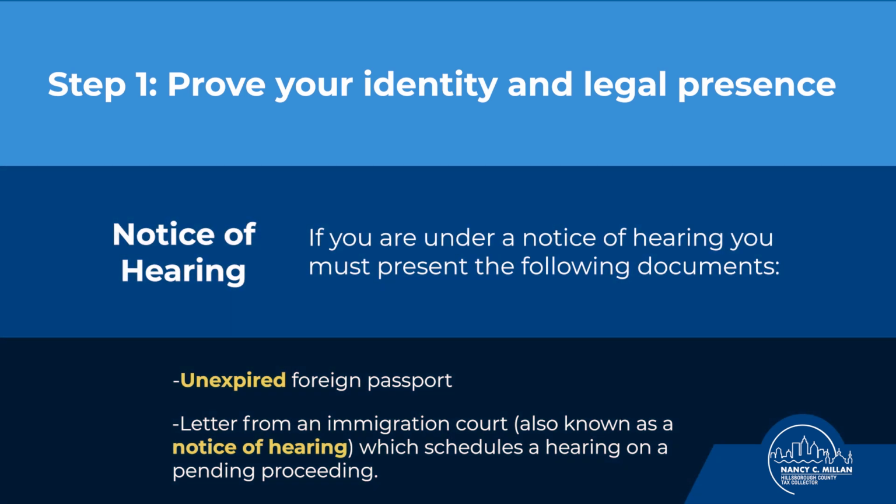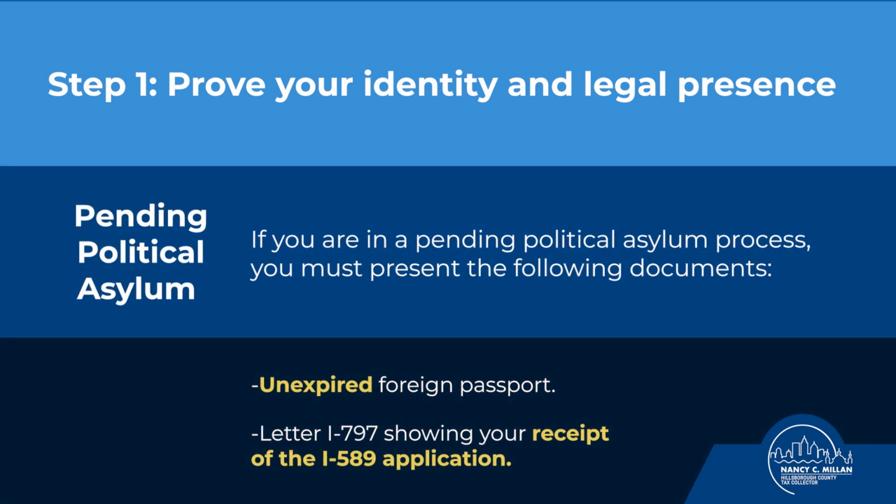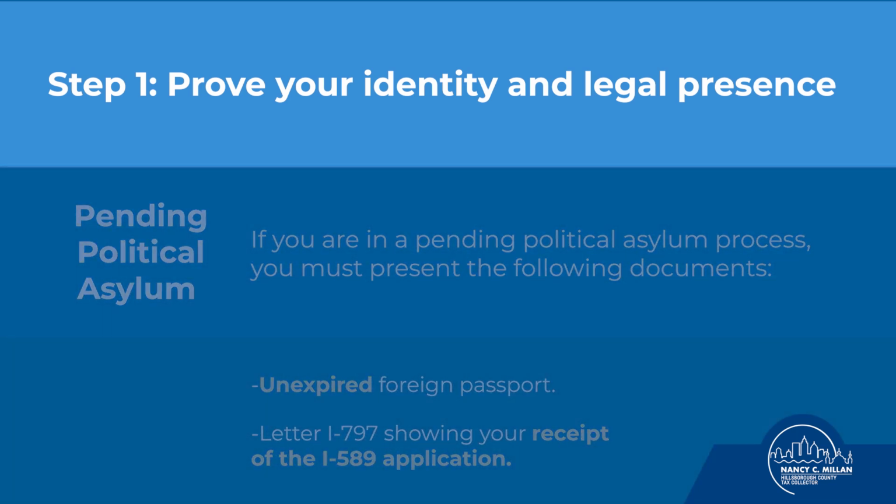Notice of hearing. If you are under a notice of hearing, you must present the following documents: an unexpired foreign passport and a letter from an immigration court, also known as a notice of hearing, which schedules a hearing on a pending proceeding. Pending political asylum. If you are in a pending political asylum process, you must present the following documents: an unexpired foreign passport and a letter I-797 showing your receipt of the I-589 application.